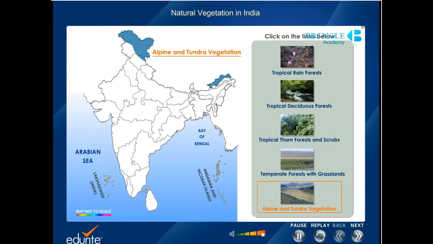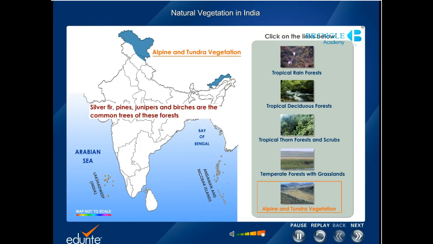Alpine and tundra vegetation. These forests cover the alpine areas in the Himalayas at a height of 2,880 to 3,700 meters. They get progressively stunted as they approach the snowline. Ultimately, through shrubs and scrubs, they merge into the alpine grasslands. These are used extensively for grazing by nomadic tribes like the Gujars and the Bakarwals.